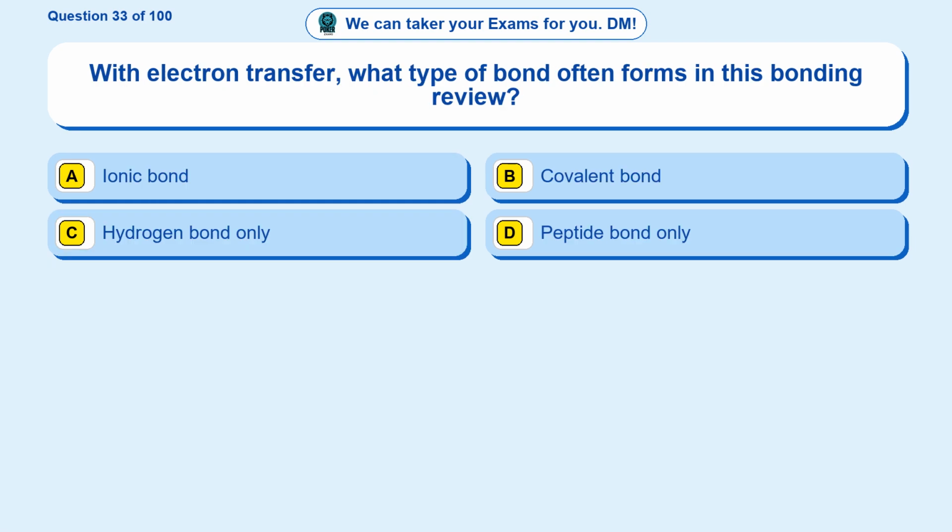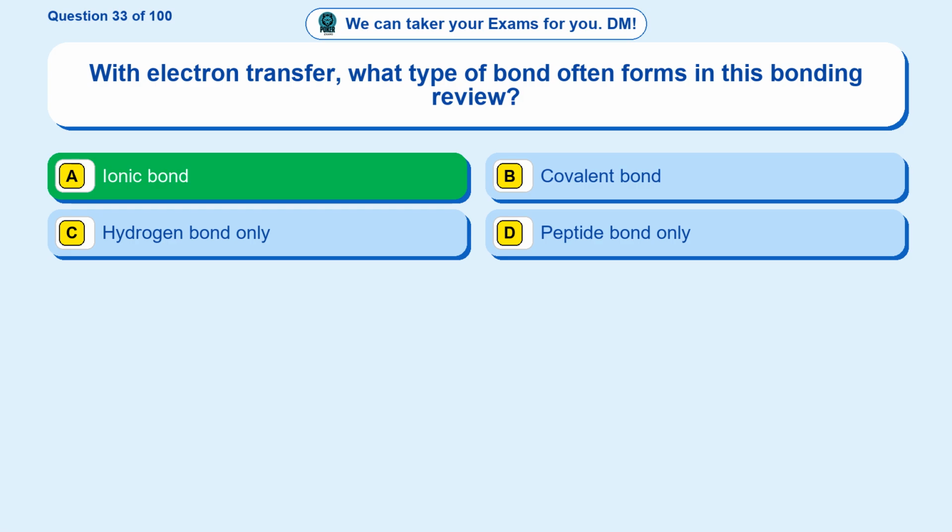Question 33. With electron transfer, what type of bond often forms in this bonding review? Option A, ionic bond. Option B, covalent bond. Option C, hydrogen bond only. Option D, peptide bond only.